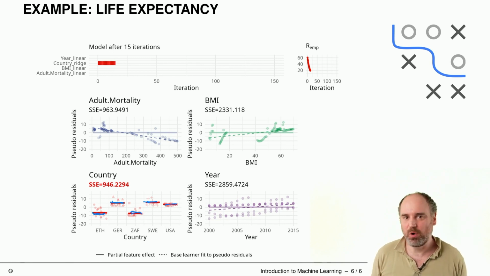If I use a smaller learning rate, this would happen even more. If I would use a larger learning rate, this would happen a bit more aggressively, and we might not add in country for so many iterations.